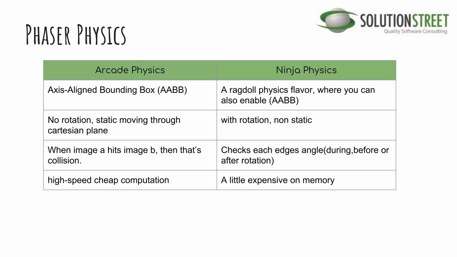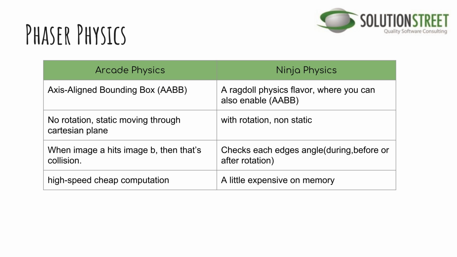Why does it matter? With AABB, when your other image is transparent, it doesn't check that. As long as you hit the same X, it says collision, even though there's no item right there. With Ragdoll or Ninja Physics, it checks: are we at the same angle? Am I actually hitting this item? Is this item not transparent? Then that's when it says, okay, a collision happened.